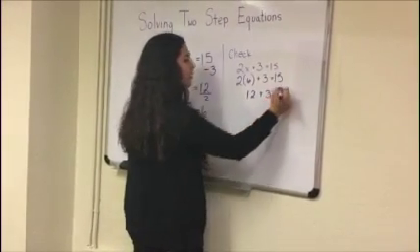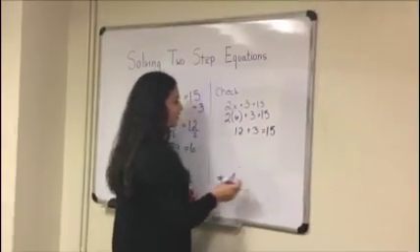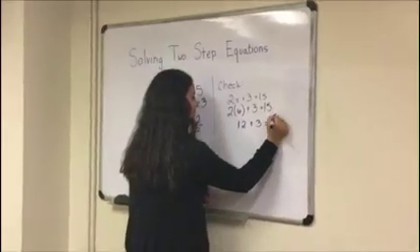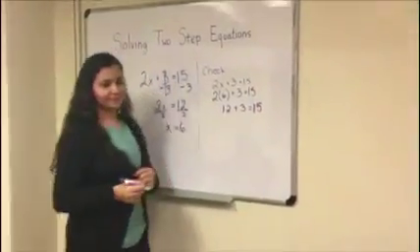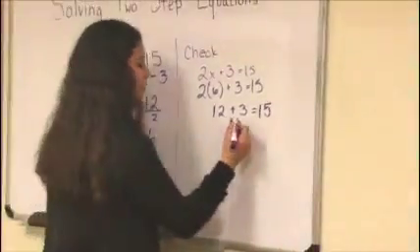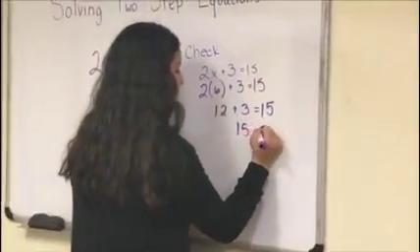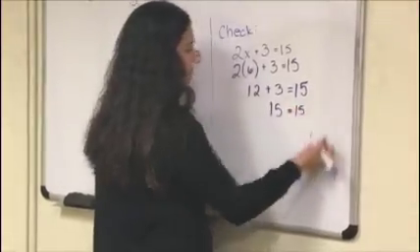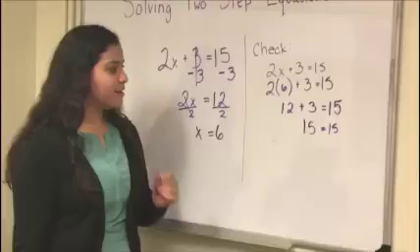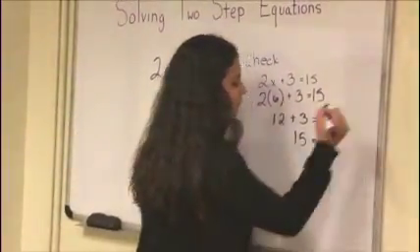Alright. So what's your next step in this? Add the two numbers together. So what's 12 plus 2? 15. Alright. So 15 is equal to 15. The two sides are balanced. So you got the correct answer.